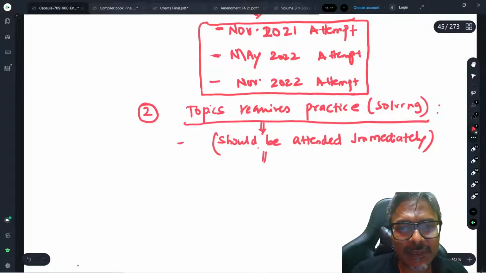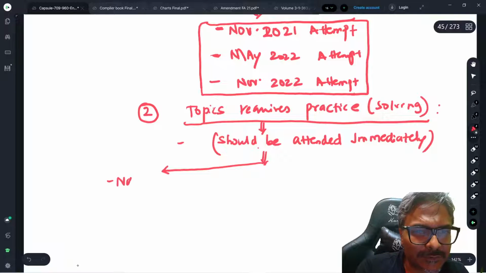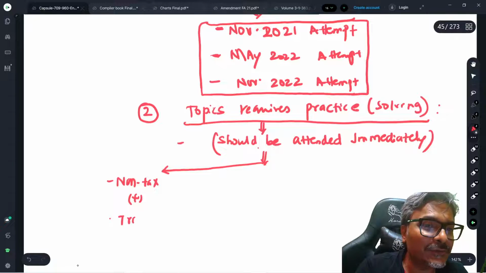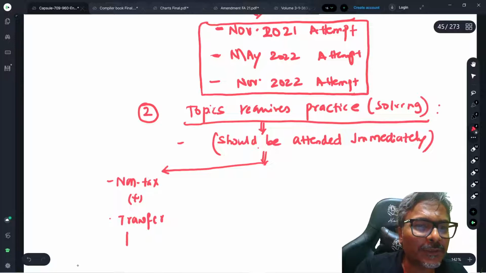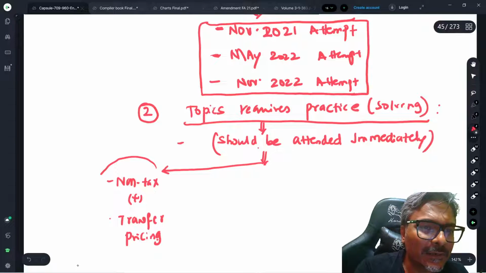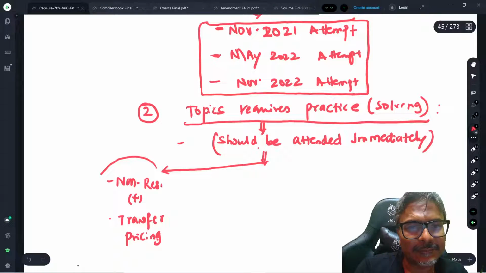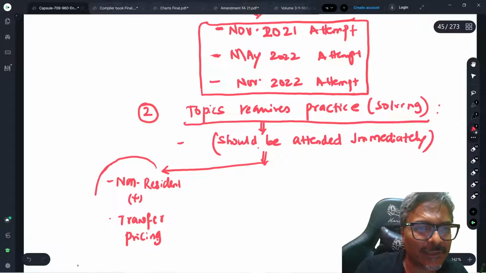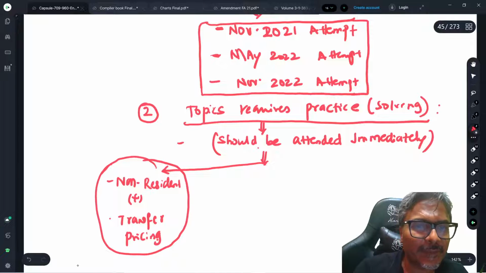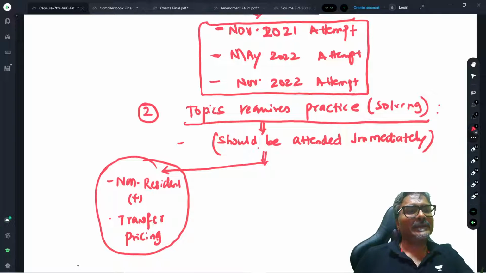So the topic which I am highlighting upon over here, obviously in this case, is the NR taxation plus the transfer price. Please solve these things. One of the most important lacuna of the students is that they don't solve it. Non-resident tax and the transfer pricing area, students. Non-resident taxation and the transfer pricing area. Fundamentally, students, they don't solve it, and this becomes a huge problem.